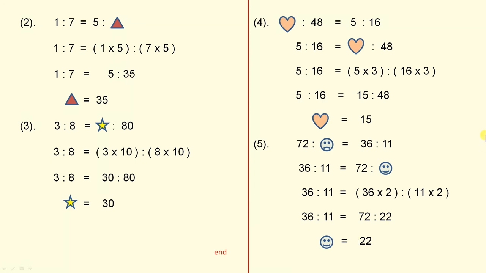So this video has given us some examples where we've seen how to work with equivalent ratios, and when we're given one of the numbers that is unknown, we can find it. It's exactly the same as equivalent fractions. You have to multiply each term by the same number to maintain the value of the ratio.